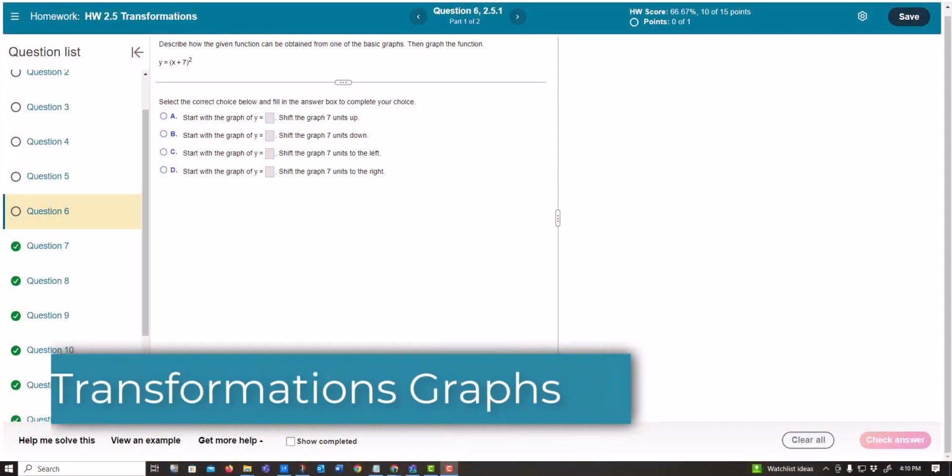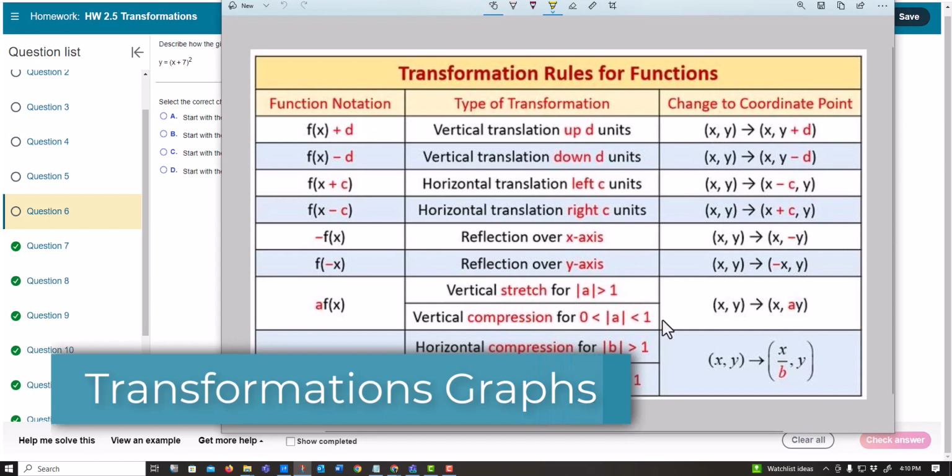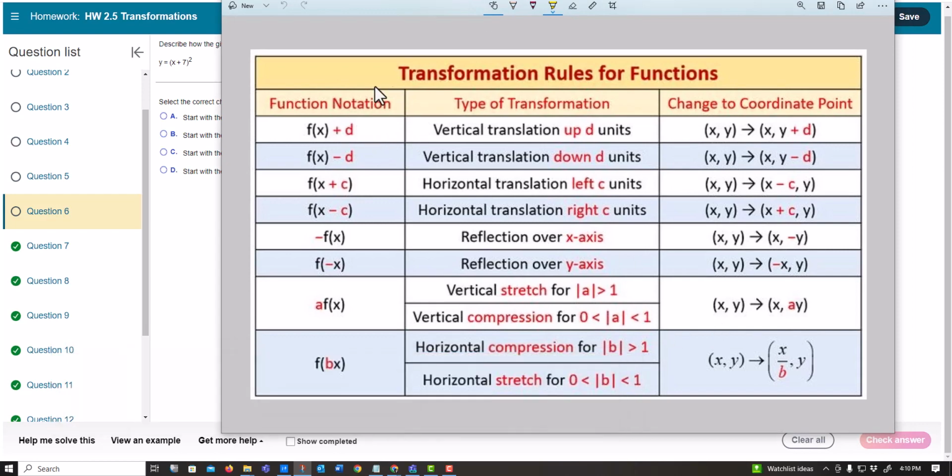All right, let's look at more of these transformations. This should be your best friend. This is the best document that pretty much shows you if you're adding a value to the function, then you're shifting it up. If you're subtracting, you're shifting it down. If you're within the function adding a value, you're shifting to the left. If you're subtracting, you're shifting to the right within the function.